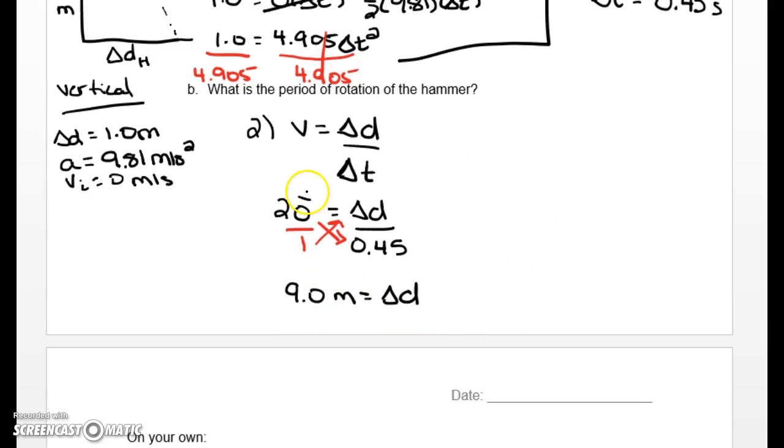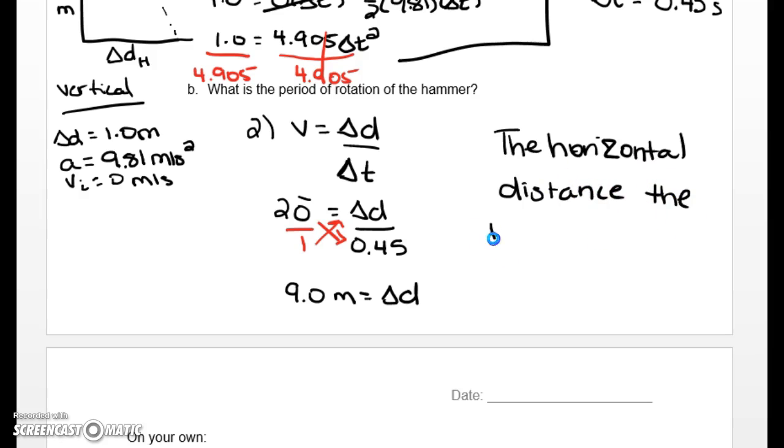So here we have 2 sig figs. We're just using the multiplying rule. We have 2 sig figs times 2 sig figs, which means that our answer is going to have 2 sig figs here as well. So don't forget that decimal 0, please. And now, just to finish off part A, we are going to write a sentence. So the horizontal distance the hammer will travel is 9.0 meters.